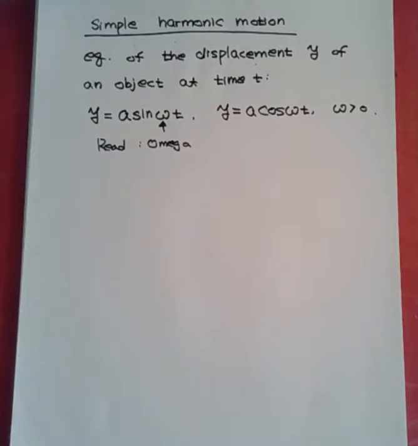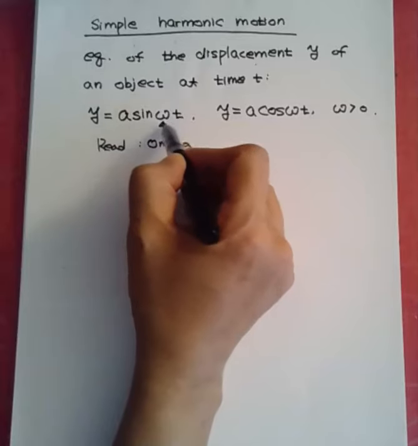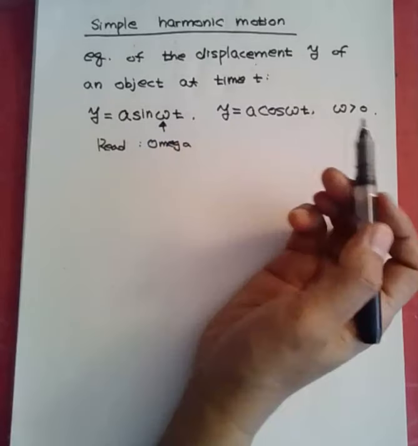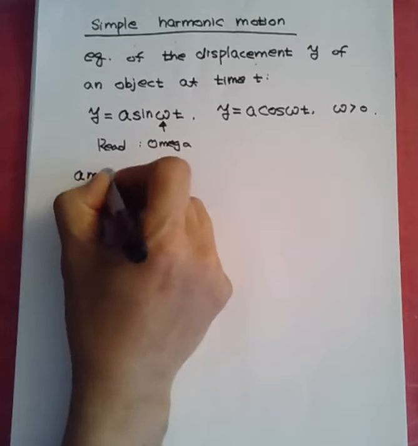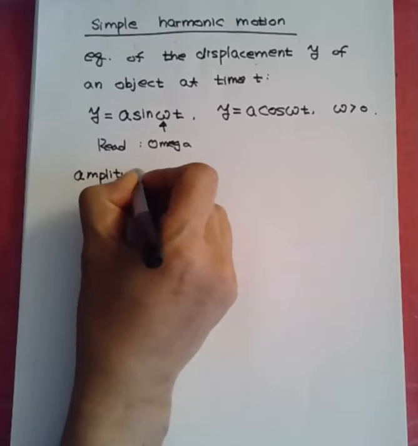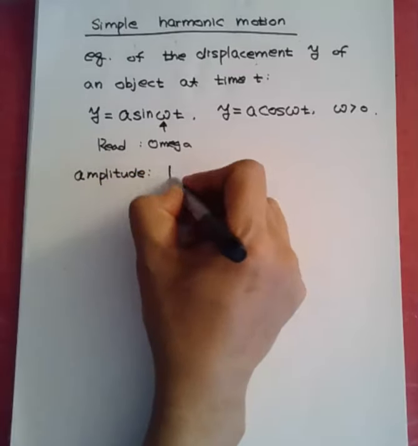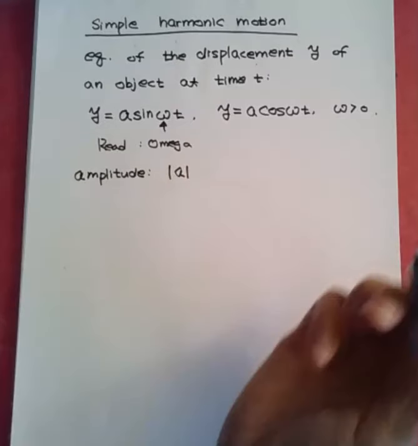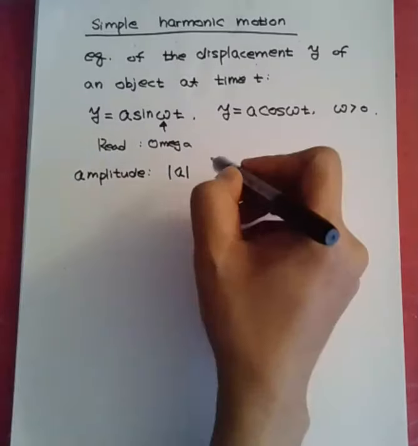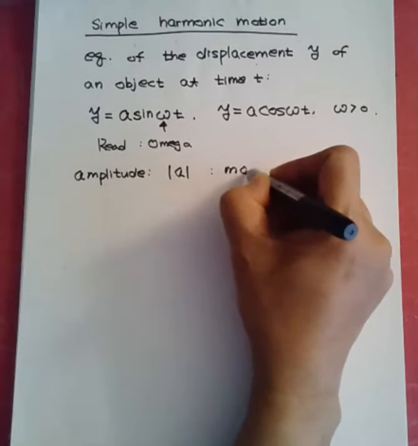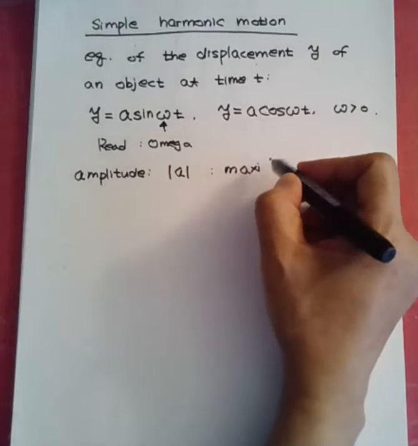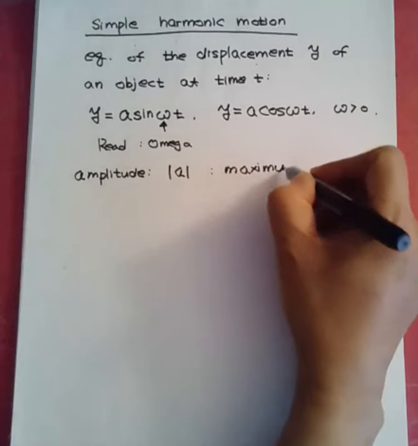When we look at the simple harmonic motion's equation, those are just a sine or cosine function, even though the meaning of this part is time instead of angle. So we can calculate the amplitude and period as we did. Amplitude is apparently the absolute value of A, but this is about physics. So the interpretation of the absolute value of A is the maximum displacement of the object.